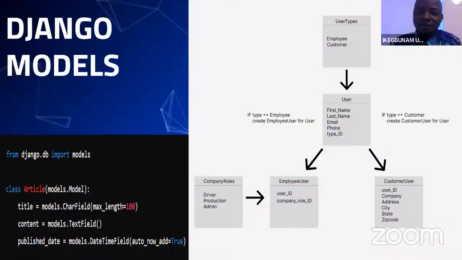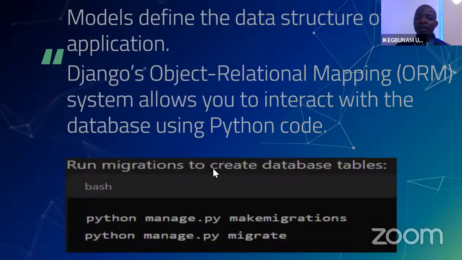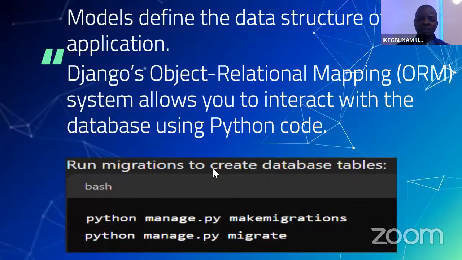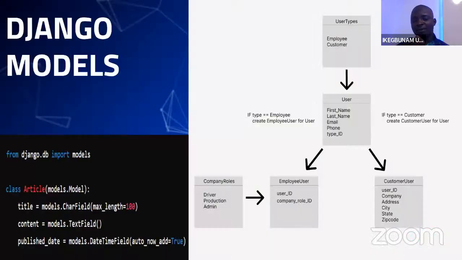Here is the model, which is a single definition of your data. Like I said, a model defines the data structure of the application. The Django Object Relational Mapping, the ORM system, allows you to interact with the database using Python code. Let me go back and explain this more.